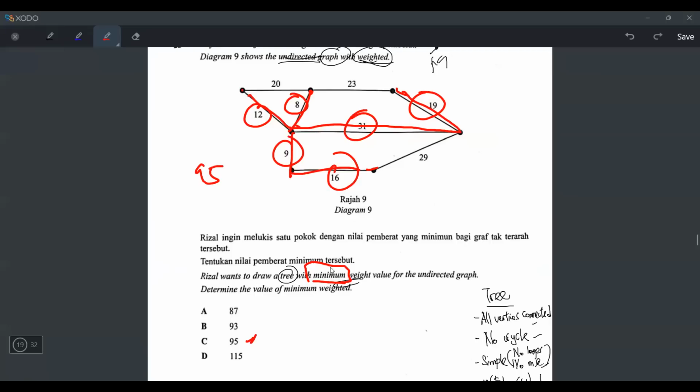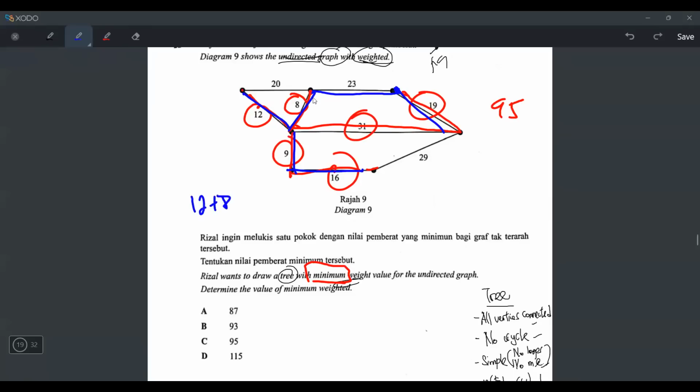But is this the tree with minimum weight? You don't know yet. You have to try many more times. So the red one is 95 just now. Let's use another path. Same 12 and 8, 9, but this time I will walk like this, 23. Then do I go 16 to 29, or do I go 19 to 16? I think 19, 16 is much smaller. So why not we try with the blue color?